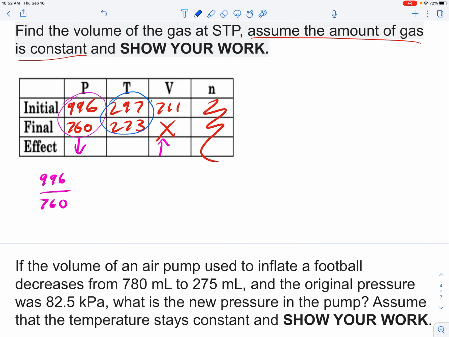Now let's look at our temperature. Temperature is going down. We know that when temperature goes down, volume goes down. All the relationships between the other variables are going to be direct relationships, except for pressure and volume. So temperature is going down, volume is going down. The fraction I need to create is going to be a regular fraction. So it's going to be 273 over 297. And we're going to multiply that by 711. And we're going to get our final answer.